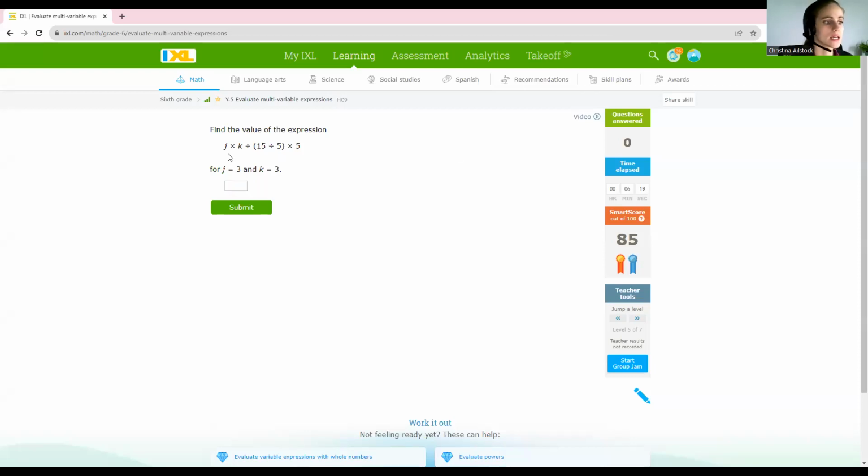J times K divided by 15 divided by 5 times 5. All right, let's substitute these values in. Let's see what we got. So first we have a J, and J has the value of 3. And then that's being multiplied times K, which also has the value of 3. And then I don't see any other variables, so everything else is just going to be written as is.